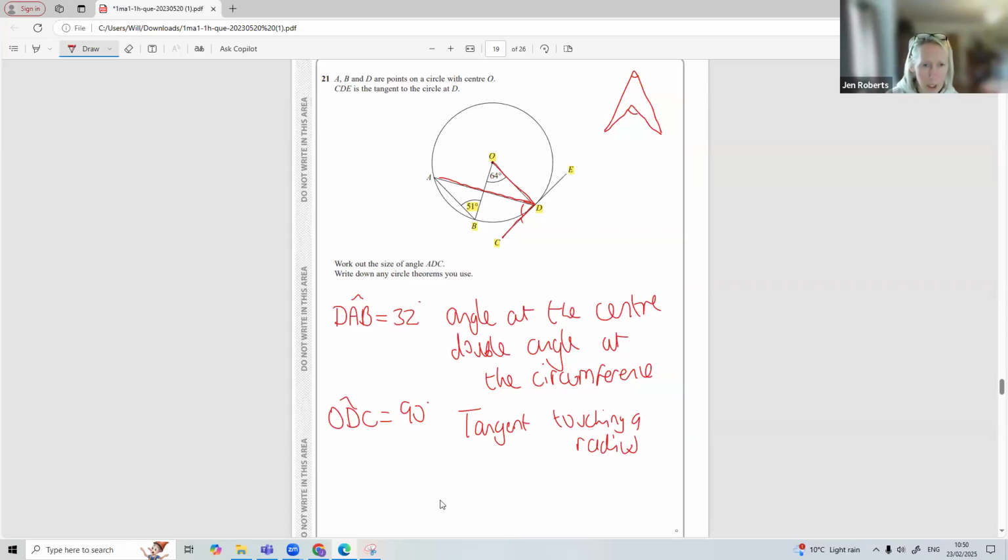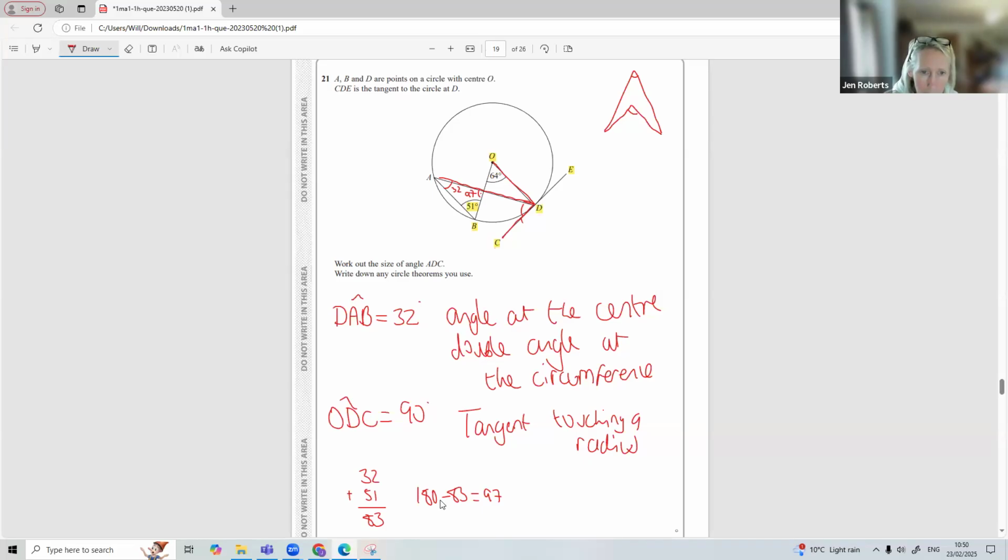Right, we need some more information here. Let's pop this on. What was this one? 32. Right, I'm going to get this angle here. 32 add 51 is 83. 180 take away 83 equals 97. So this angle here is 97.